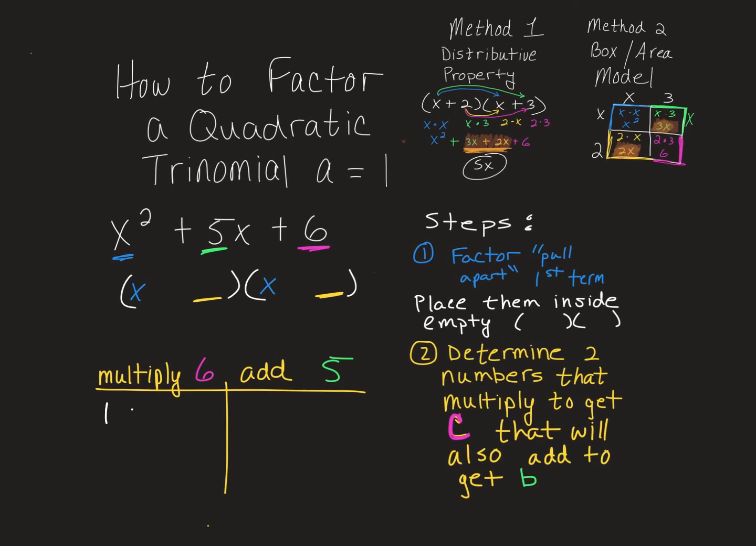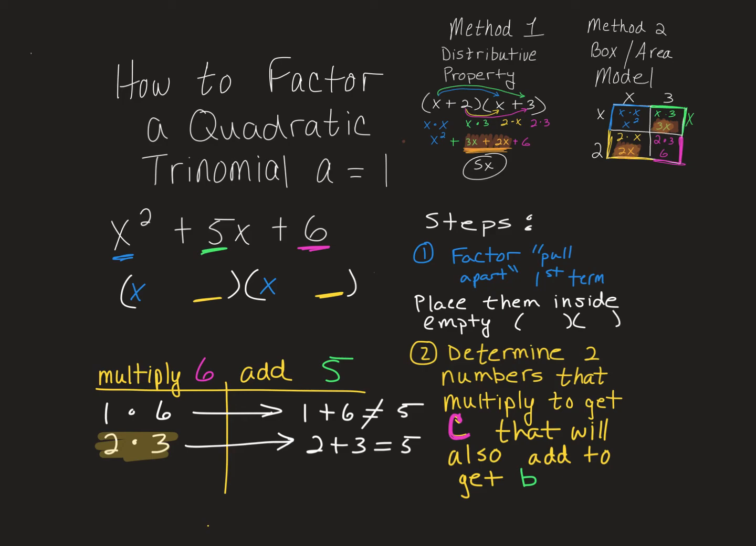So for example, 1 times 6. Can you add 1 plus 6 and get 5? Nope. So you know those aren't the two numbers that you're looking for. So the next one would be 2 times 3. Oh, look, 2 plus 3 equals 5, right? So that's how we know that those are the two numbers that are going to go into those binomials.